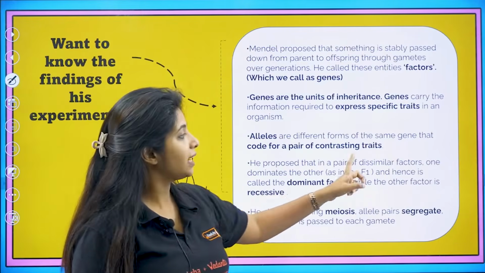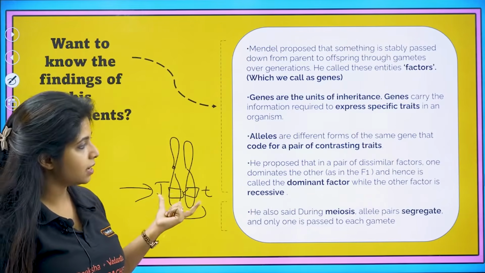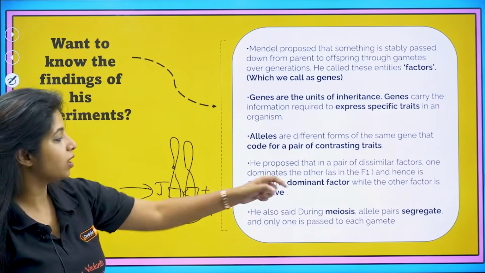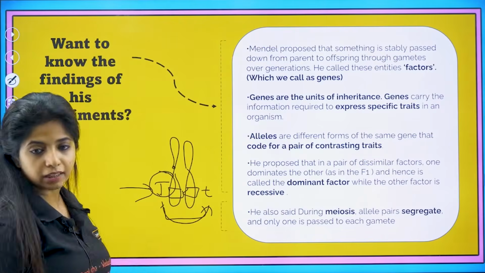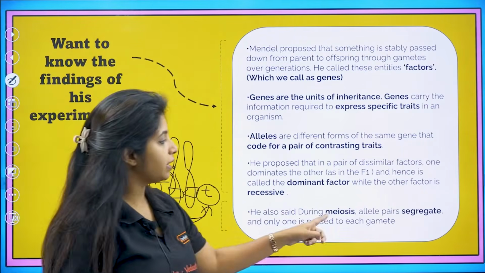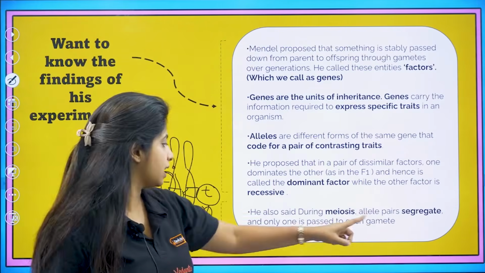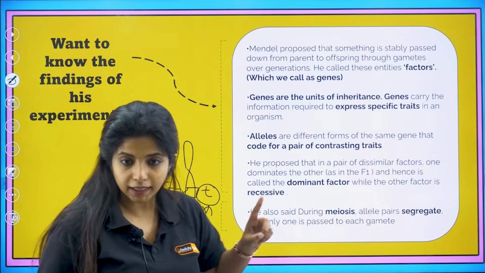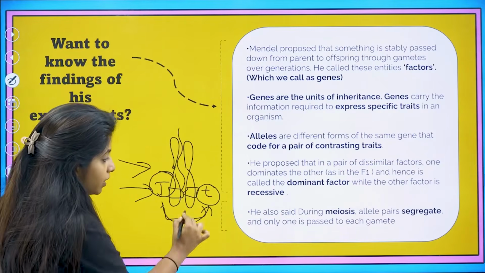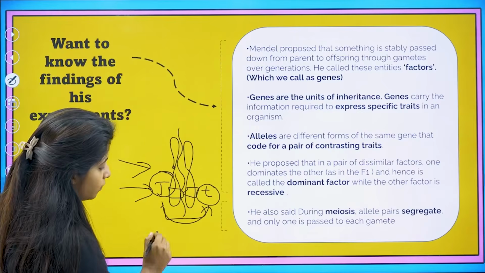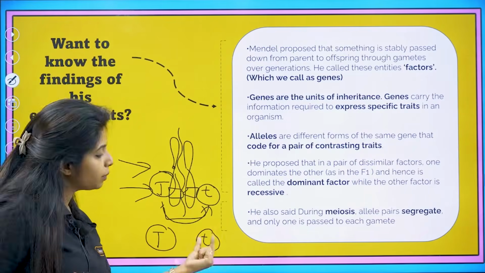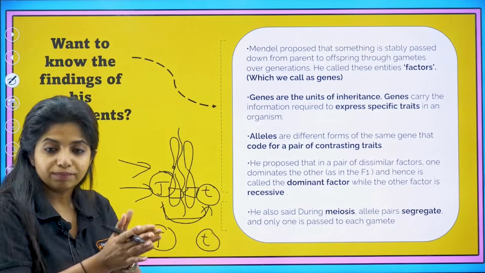Now, he proposed that in a pair of dissimilar factors, one dominates the other, and hence is called the dominant factor. So this one is the dominant factor, whereas the other one will be what? The recessive factor. He also said that during meiosis, alleles segregate and only one is passed to each gamete. Whenever meiosis is going to happen, this is from one parent. When the gametes are formed, only one of them will go to one gamete. Both of them cannot be in a gamete. So this is what? Segregation.